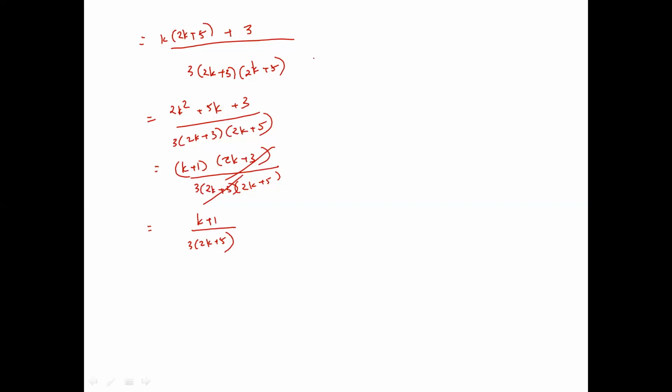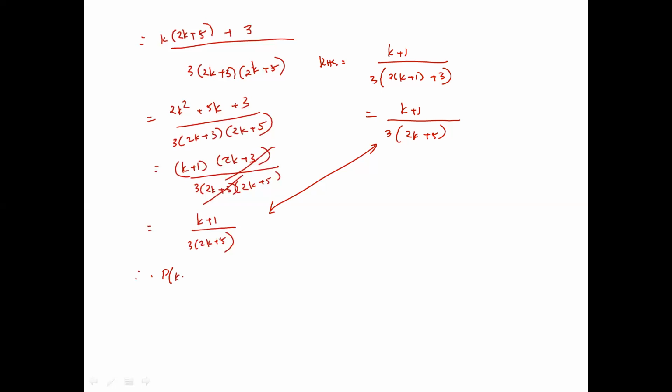This is the left side. On the right side also we will put n as k plus 1. So you will have k plus 1 by 3 into 2 into k plus 1 plus 3. That is k plus 1 by 3 into 2k plus 5. Both left side and right side you got the same answer. That means P of k plus 1 is true. So if for k it is true, for k plus 1 it will be true.